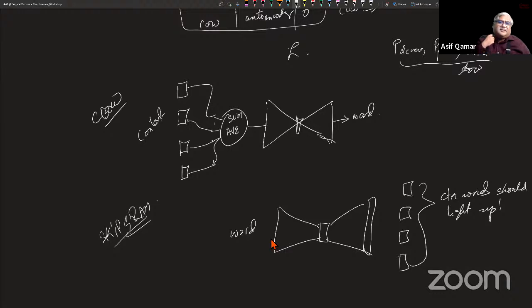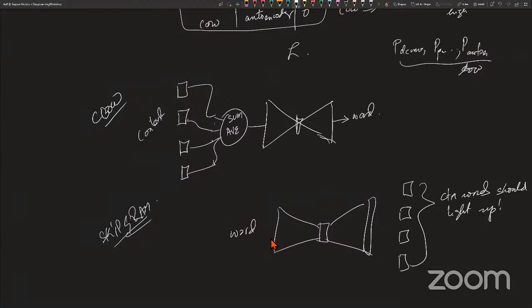Are we understanding it, guys? So this is an implementation detail. It just so turns out that when you use the skipgram model, you get much better results. There's nothing mysterious about it.